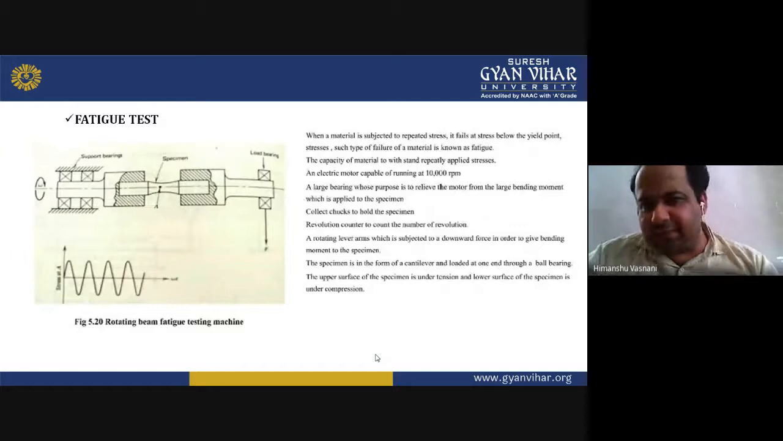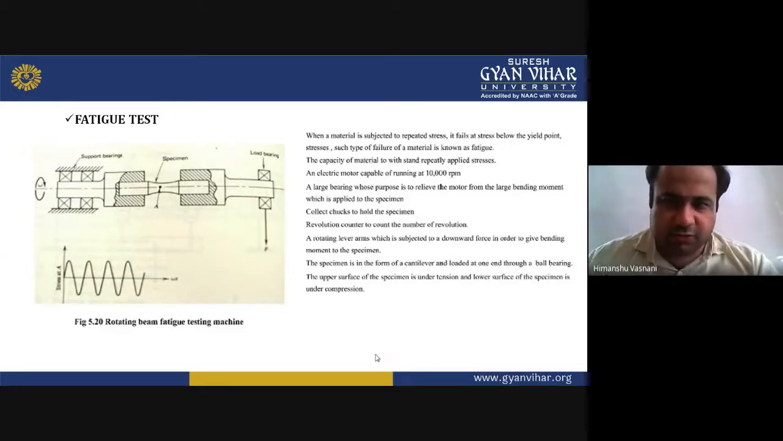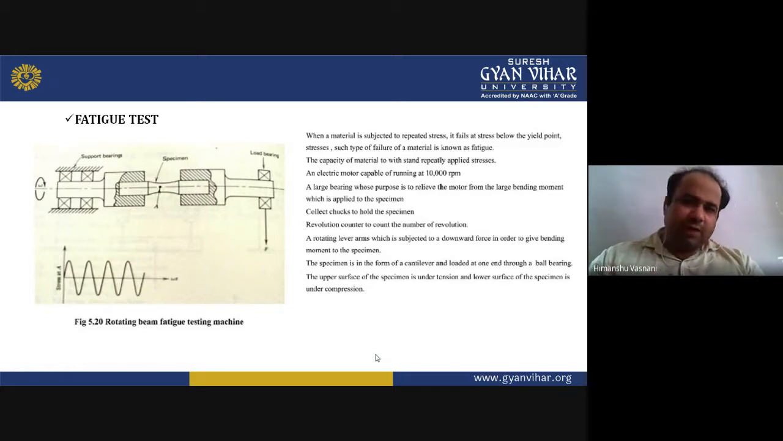When a material is subjected to repeated stresses, it fails at a stress below the yield point. Such a type of failure of a material is known as fatigue. So it is the capacity of a material to withstand repeatedly applied stresses.